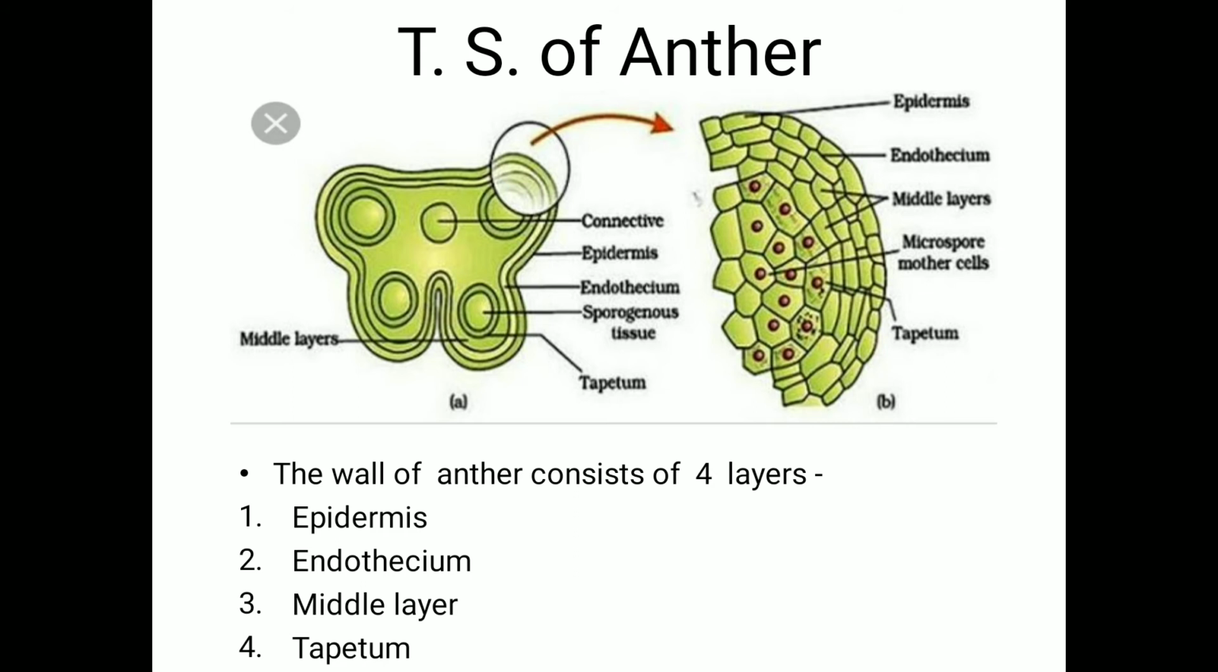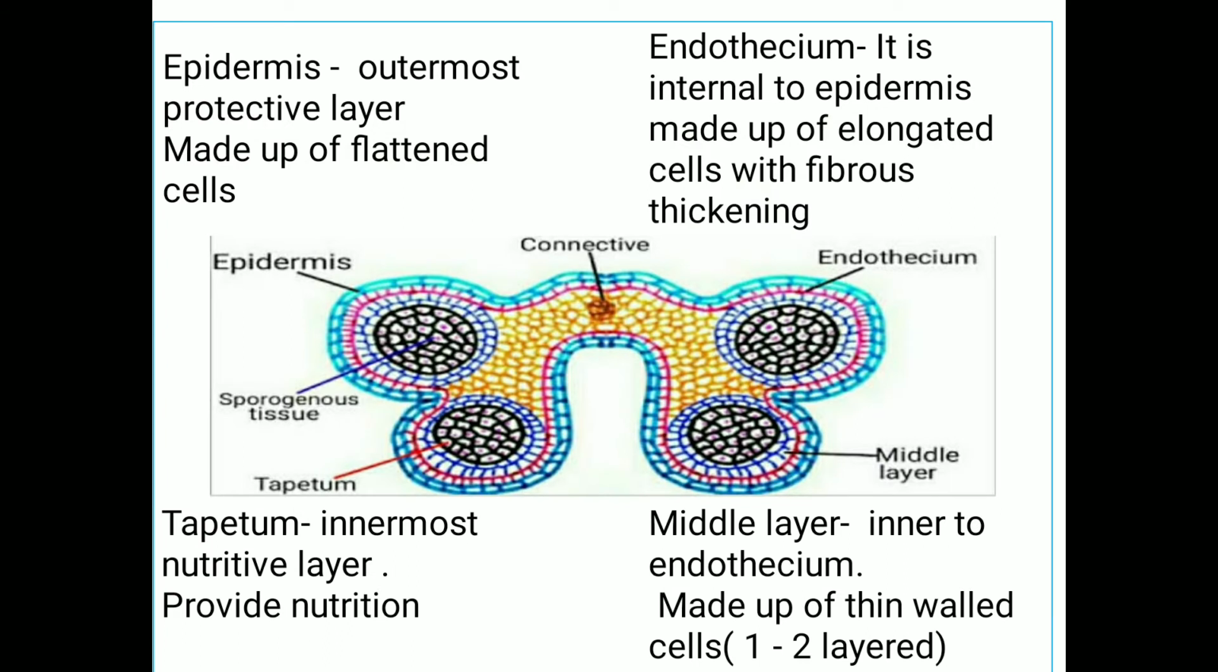After that, TS of anther. We take the transverse section of the anther, and it shows four different wall layers of the anther. These four layers are epidermis, endothecium, middle layer, and tapetum. So the anther wall, mature or immature, consists of four layers: epidermis, endothecium, middle layer, and tapetum. Remember it.